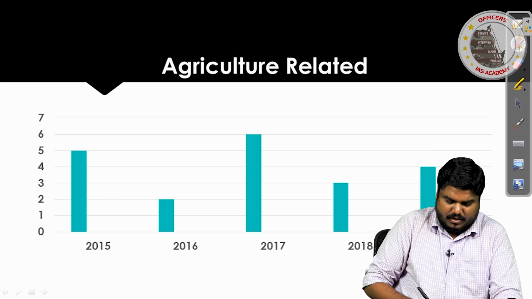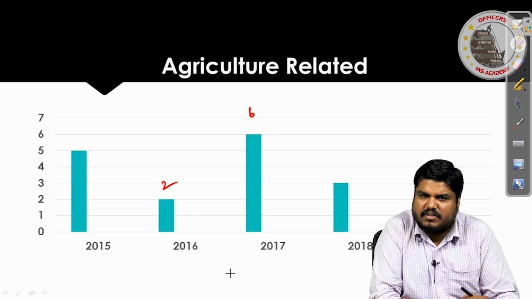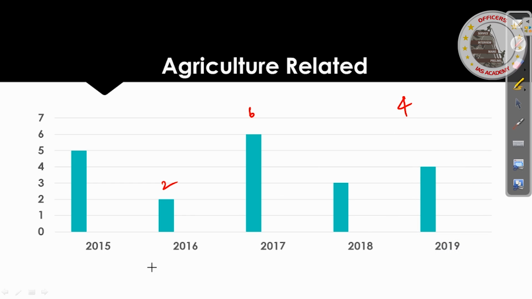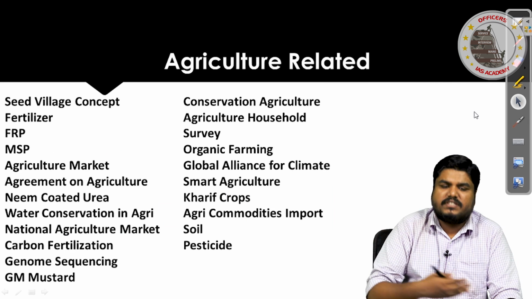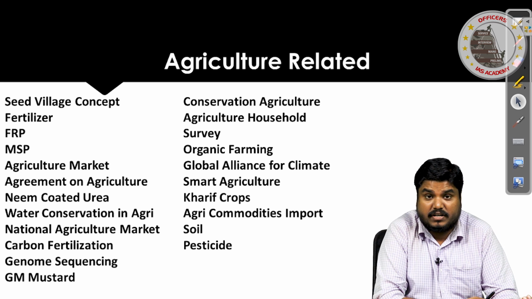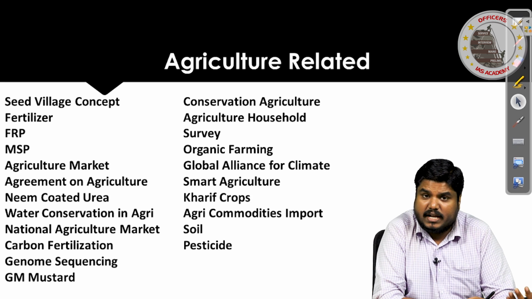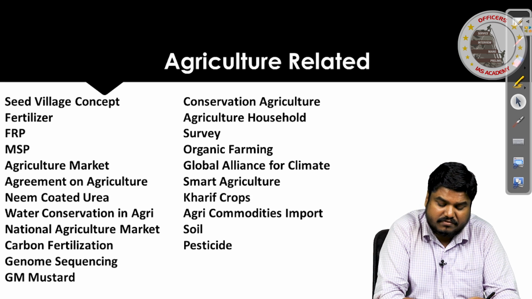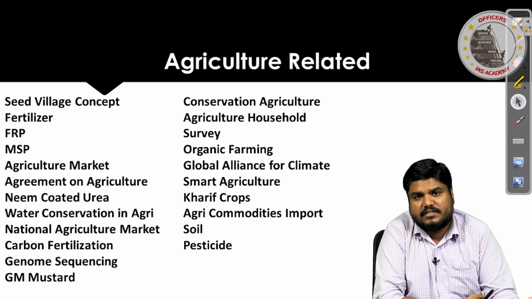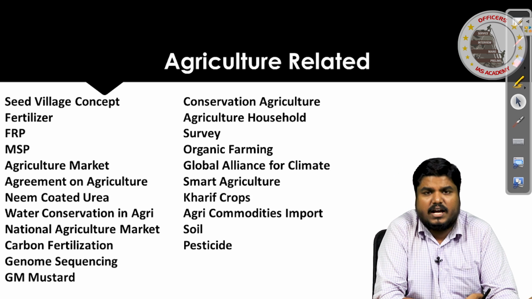Here, since 2016 the minimum number of questions is 2, maximum is 6. So we can comfortably expect around 4 questions directly connected with agriculture. Let us see what questions they have asked, like the seed village concept, overuse of fertilizers, FRP, MSP, neem coated urea, National Agriculture Market, organic farming, smart agriculture. These have a direct relation with agriculture, right.